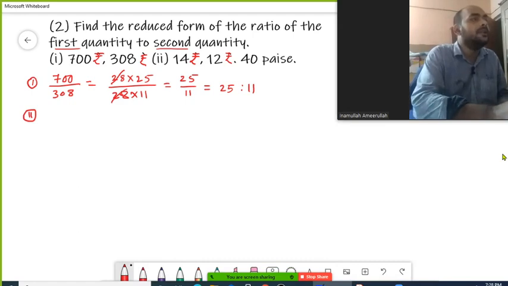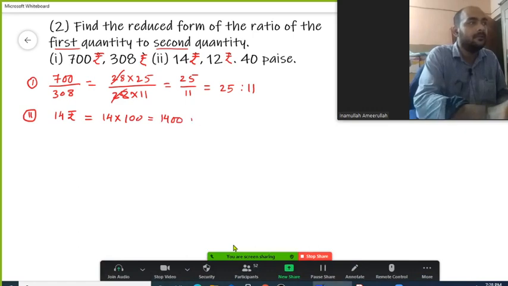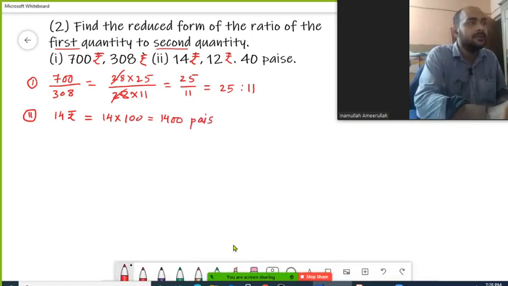The first quantity is 14 rupees. So I'll convert this 14 rupees into paise. We know that 1 rupee equals 100 paise. So we will multiply 14 with 100. It will become 1400 paise. This is our first quantity. And our second quantity is 12 rupees and 40 paise.